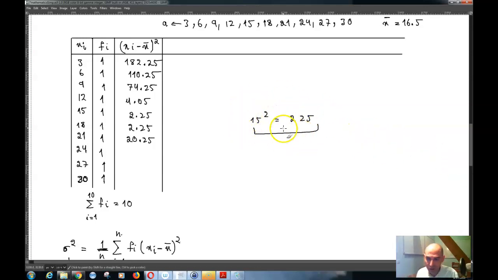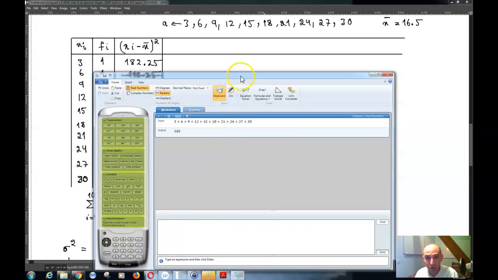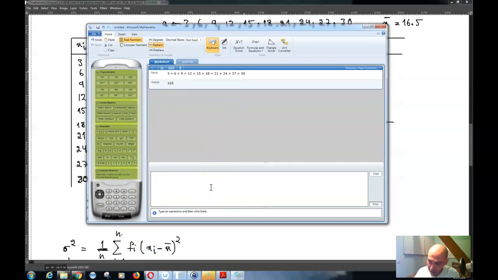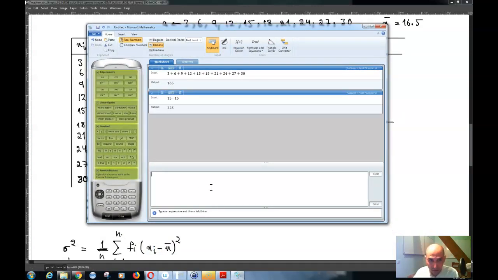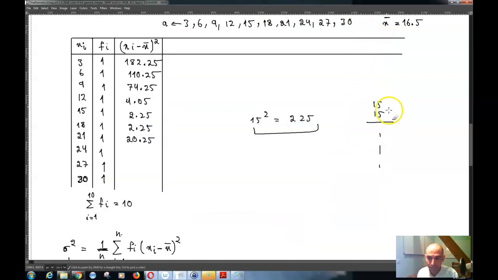In most cases it's easier than calculating it with the calculator. For example, if I were to do 15 squared here, I would simply write it as 15 squared and calculate it, rather than going to this calculator, which takes some time to come up, and then I have to enter 15 times 15, enter, and then it gives me 225. It's harder for me to do it this way than just by hand. It's easier for me and much more pleasant.